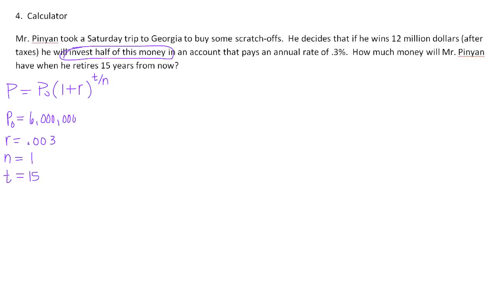So we have everything we need for our formula. And so P is going to be equal to 6 million. He has $6 million. How great would that be? And that's going to be times 1 plus 0.003 raised to the 15 over 1, or 15. And there you can finish this by typing it in your calculators.